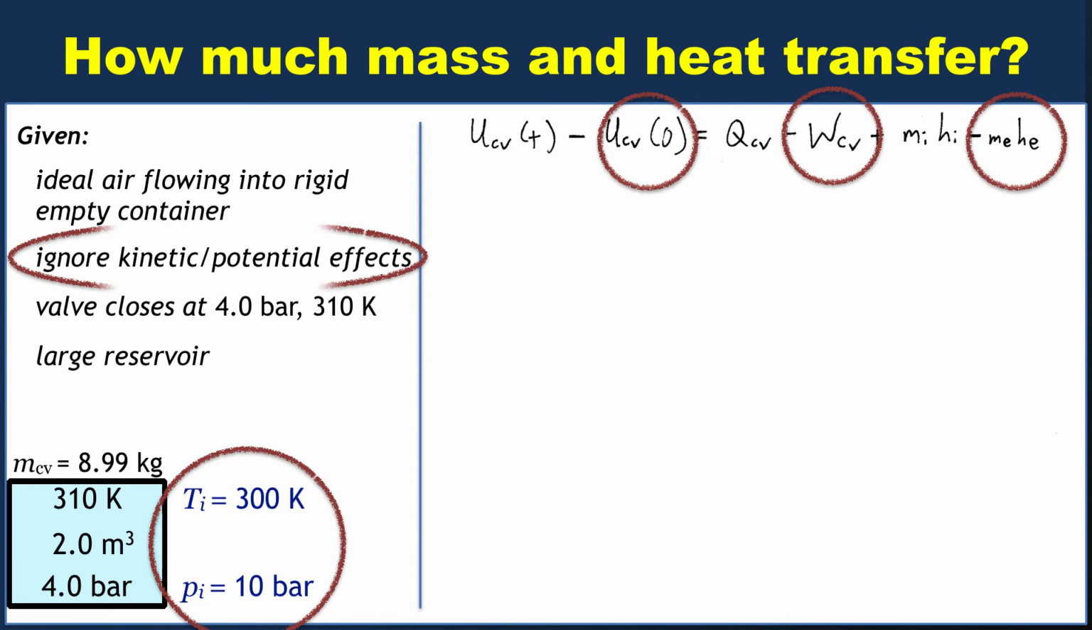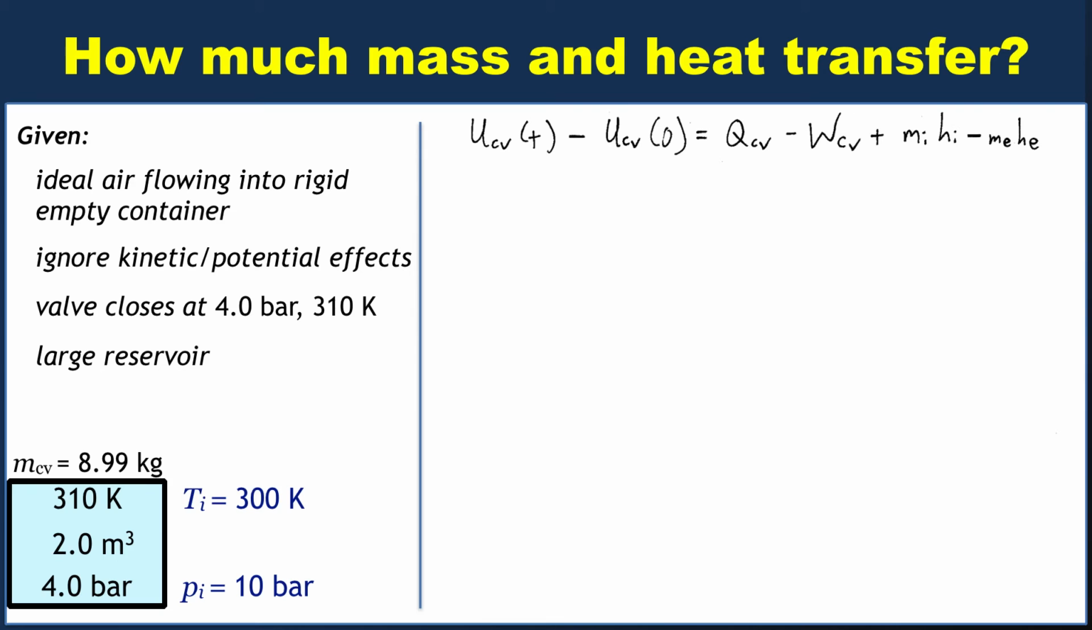Okay. So now I said we were going to look up that specific enthalpy h_i. We're going to need that. You look it up in the table in the back of your book, table A-22. That's where I got this value. h_i equals 300.19 kilojoules per kilogram for ideal air at that temperature.